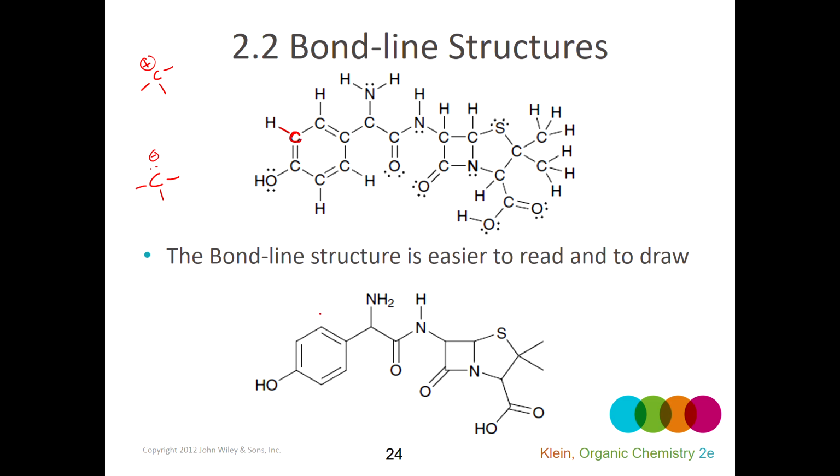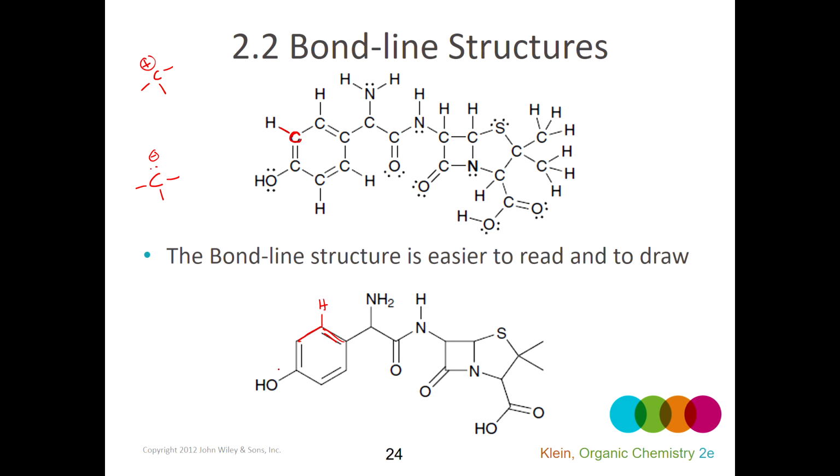So unless you see a positive or negative, you can assume the carbon has 4 bonds, and that means it will have as many hydrogens as it needs to make 4 total bonds. So if there's 1, 2, 3 shown, you know the 4th one has to be to a hydrogen. So we don't have to draw that in. And by not drawing it in, the structure looks much cleaner.